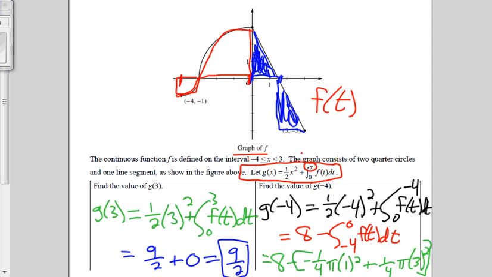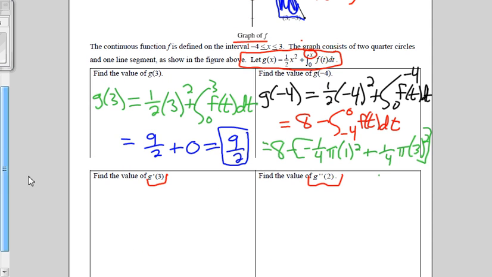So let's now just simplify this. Well, this is going to become 9/4 pi. This will become -1/4 pi. And when we combine those, 9/4 minus 1/4 is 8/4, which will be 2 pi. So this is going to be 8 minus 2 pi.